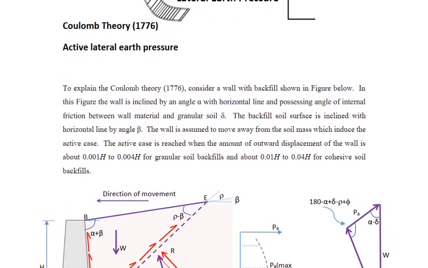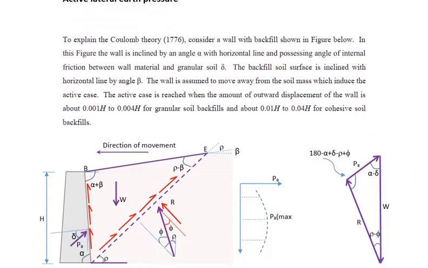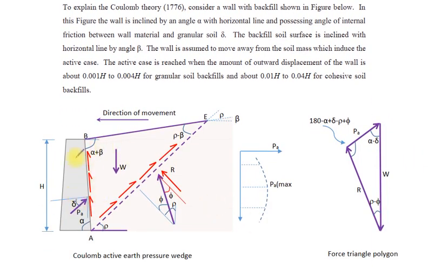Coulomb lateral earth pressure. To understand the active lateral earth pressure by using Coulomb theory, consider the following figure of a retaining wall with backfill. Here the back face of the retaining wall is inclined by angle alpha with the horizontal line, and the retaining wall possesses an angle of internal friction with the backfill soil.